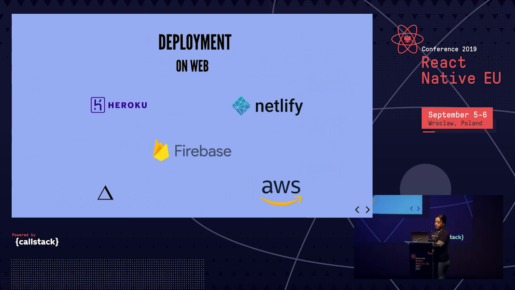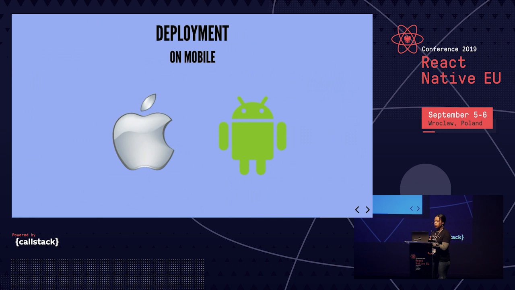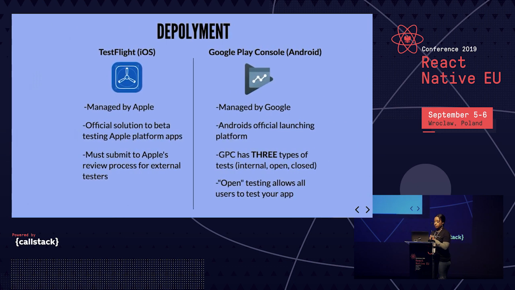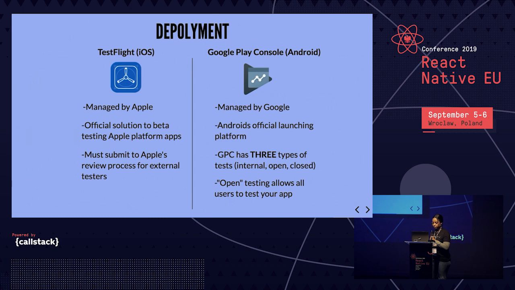Deploying your React projects on web can easily be done using different hosting services like Heroku, Netlify, and Firebase, but the process on mobile is much more involved. When you're deploying on mobile, you have to go through Apple and Google. These are the only ways that your apps would be considered official. Before releasing into production, it's a good idea to beta test. I'm not going to read from this slide, I'm just going to kind of go off on my own.